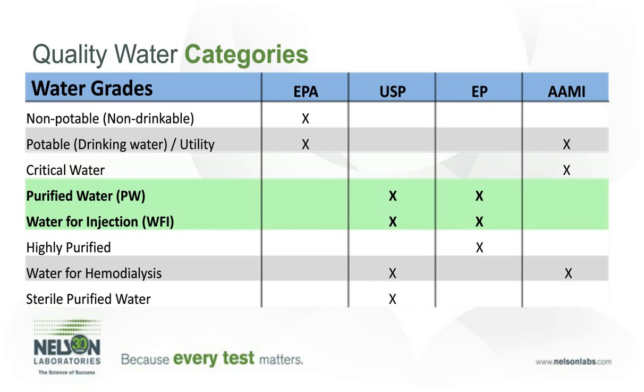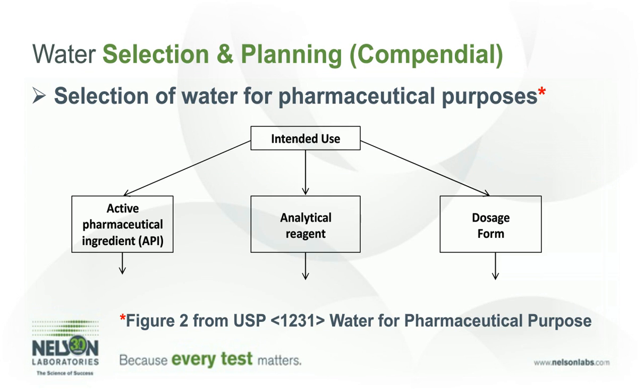The next two grades are USP and EP grade waters, and we'll discuss these a little bit later in the presentation. We'll also see that there's a highly purified category, water for hemodialysis, and sterile purified water as well. As we discussed in the beginning of the presentation, compendial requirements are well defined in the general information section of the USP under section 1231, water for pharmaceutical purposes.